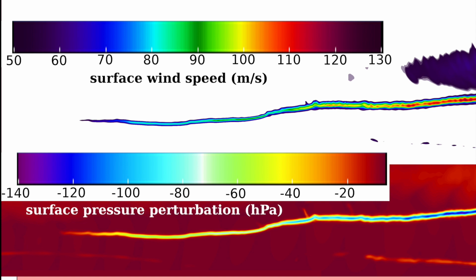So here's tornado tracks. This is the wind speed up here. Tornado starts here. This is the pressure trace. So keep an eye on these numbers. This is 140 millibar pressure drop when you get into the dark blues, 130 meters per second when you get into the dark blacks over here.